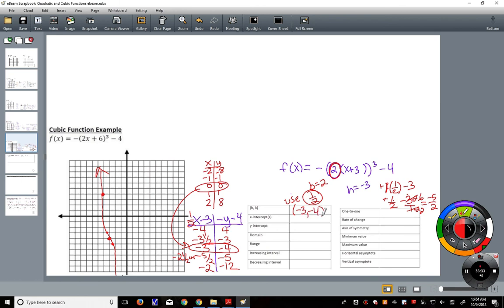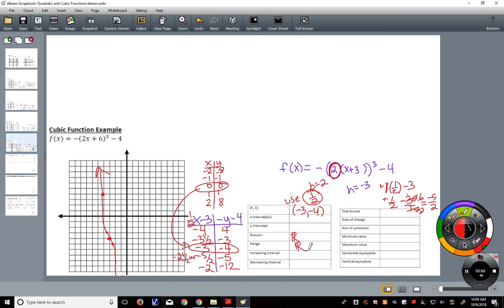And then X and Y intercepts we're going to work on solving tomorrow in our little 20-minute period. It won't take that long. And then domain and range for a cubic. What are our domain and range all the time for a cubic? All real numbers. Okay, they go left and right. They go up and down. So that part shouldn't be too bad.